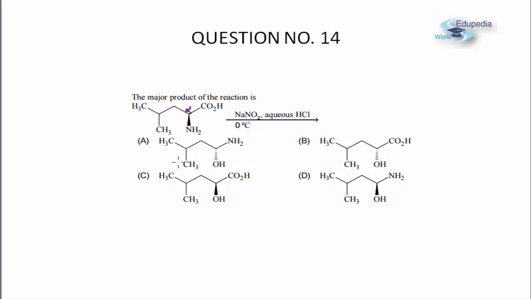It says that the major product of the reaction is, and we have been given a reagent which you can see clearly is an alpha amino acid, and then we are making it react with NaNO2, aqueous HCl, 0 degree centigrade. Now the first thought which comes to students' mind, what I am predicting most of the students must have done, and I'm quite sure about it, this is what most of you must have attempted or tried to do while solving this question.